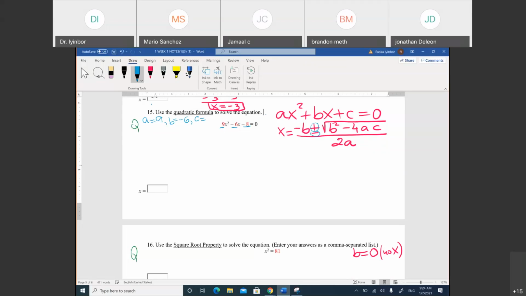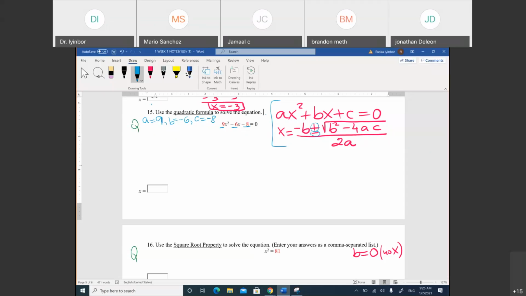And C is negative 8. Okay? So A is 9, B is negative 6, C is negative 8. So from the equation, you can just refer to this. A is in front of x squared, B is in front of x, C is the number by itself, and it always has to be equal to 0. So from the given equation in 15, in front of x squared is 9, in front of x is negative 6, and the number by itself is negative 8. So that's how we get A, B, and C.